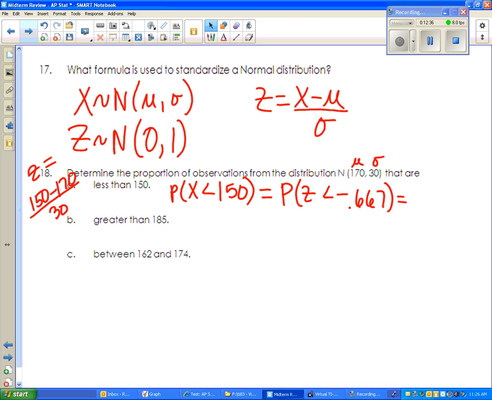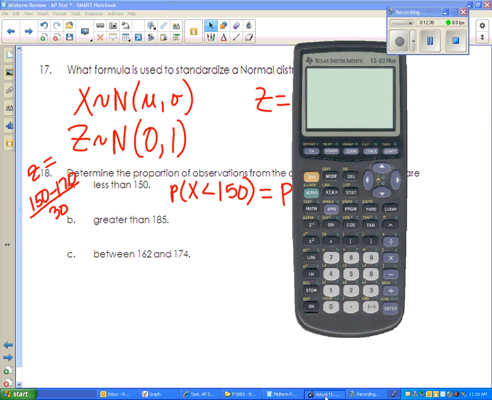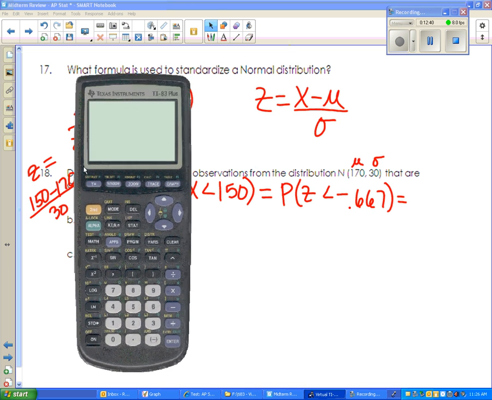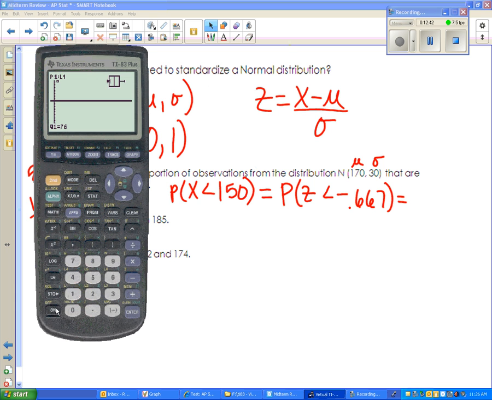Now we're going to put that into the calculator. I do want to show you how you can avoid a rounding error. Let's just do the formula: 150 minus my mean, which we said was 170, and dividing by my standard deviation of 30. That's where I got my Z-score. Now I want to go to second vars. That's where all the probability distributions are.